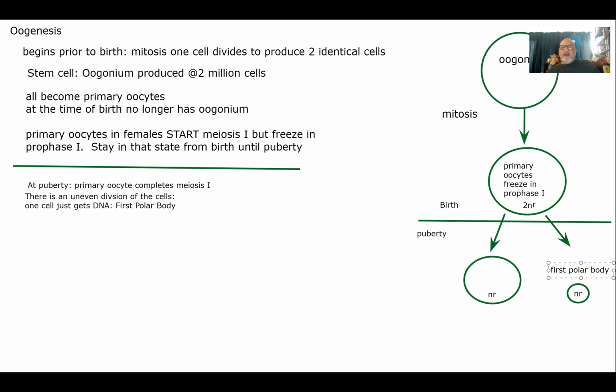The second cell gets half the DNA. And again, it's half the DNA. It's haploid now. I should have said half for the last one. Half the DNA, plus it gets all the cytoplasm. And this cell is our secondary oocyte.